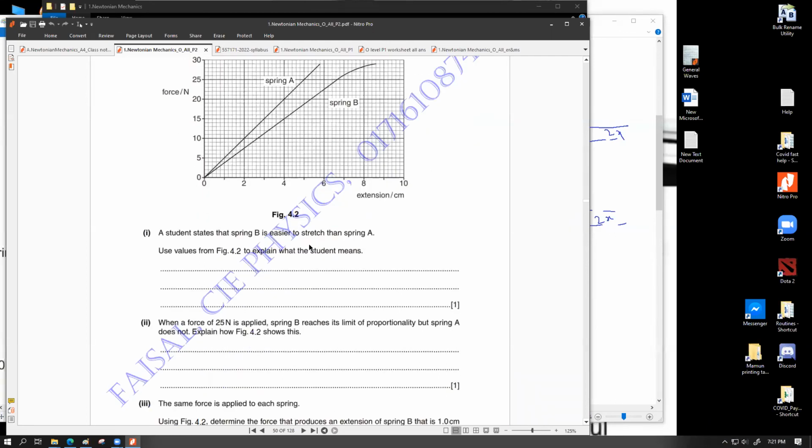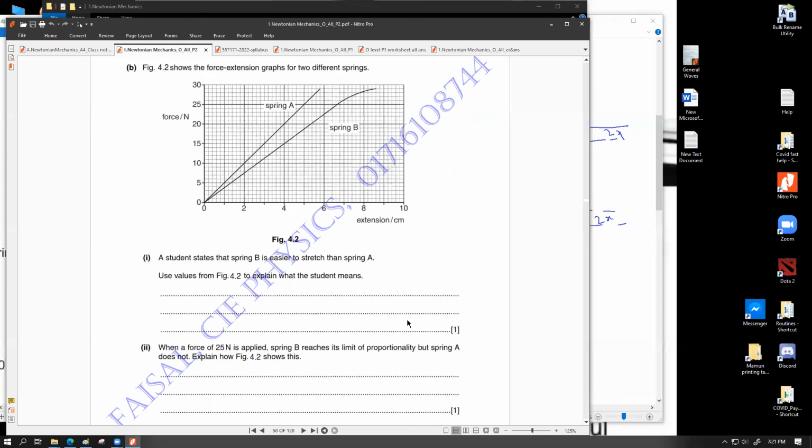You can choose. Question 2 says: when a force of 25 Newton is applied, spring B reaches its limit of proportionality, but spring A does not. Explain how figure 4.2 shows this. So it's about the curvature. Beyond 25 Newton force, spring A graph is still a straight line, proving that force and extension are still proportional to each other, which means the limit of proportionality has not yet been reached. But for spring B, beyond 25 Newton, the graph becomes a curve, which means the ratio of force and extension is not a constant anymore, hence proving that the limit of proportionality has been overrun.